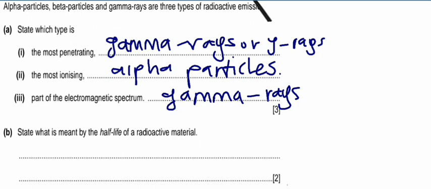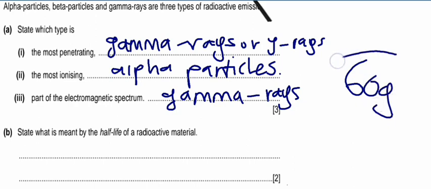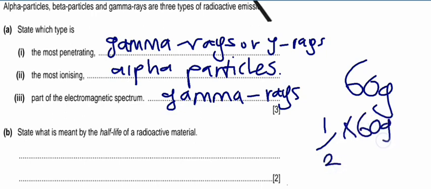It is saying, state what is meant by the half-life of a radioactive material. Suppose you have been given 60 grams as the original mass of a radioactive element, and you have been told to find half of this, which means you're just going to say half multiplied by 60 grams. Then the answer is going to be 30 grams.